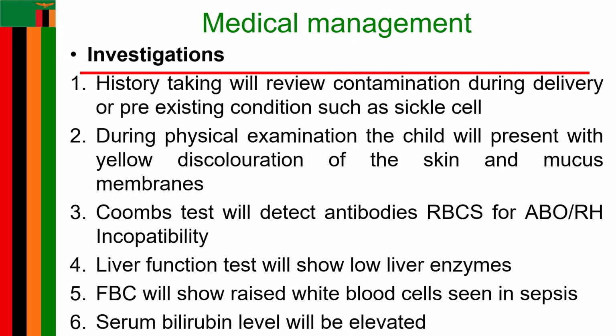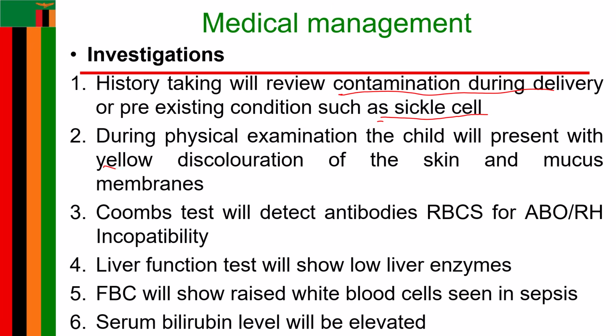Then of course, the question said medical and nursing management. In terms of the investigations that we can do, you can talk about history taking. In history taking, you can talk about either contamination during delivery or history of conditions like sickle cell. So contamination of delivery means that there is sepsis. So you can pick any risk factor as a history taking point.